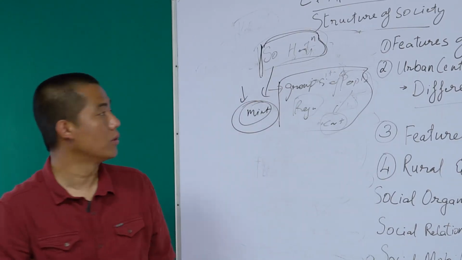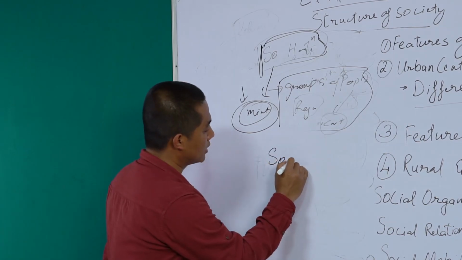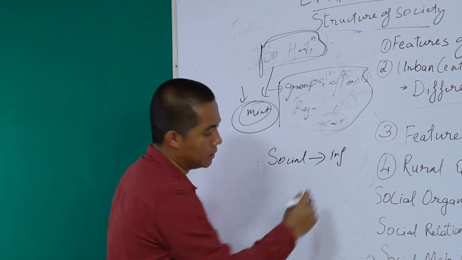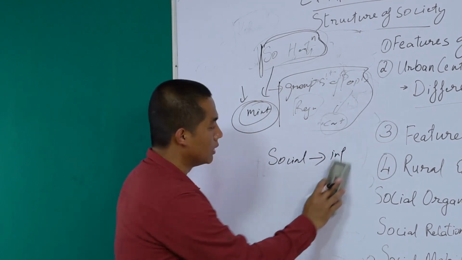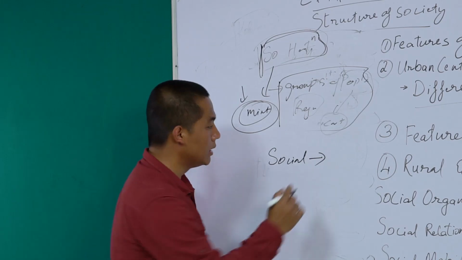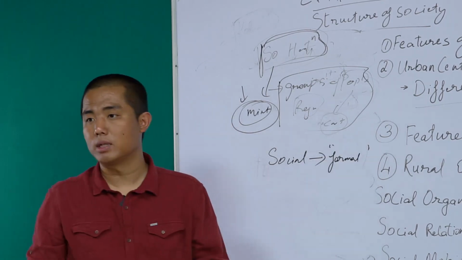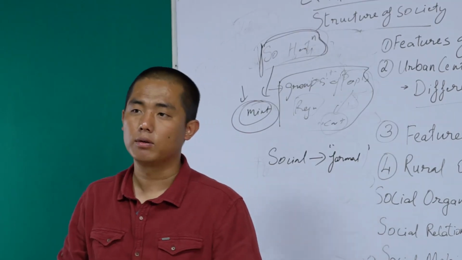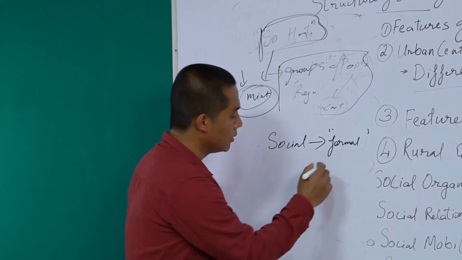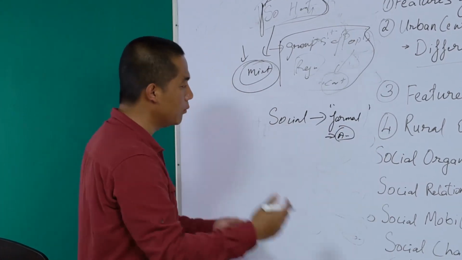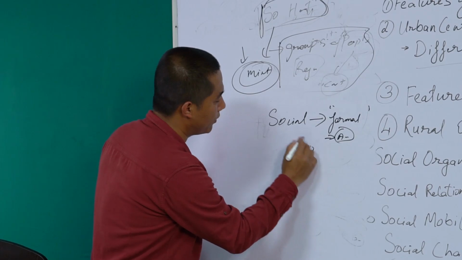The next is social control, okay? Here, the social control is formal. What does it mean here? Formal means it is a written document. For example, the Constitution of India, okay? Under the Constitution of India, we have some articles. We have articles which have been written there and which every citizen has to follow.